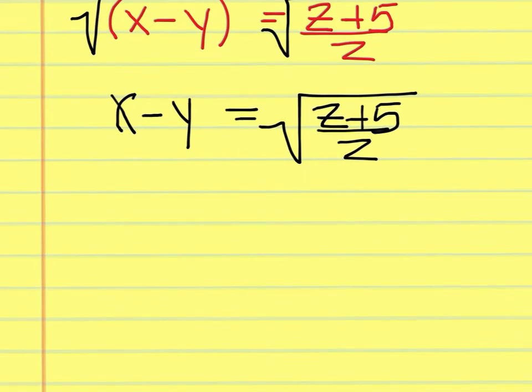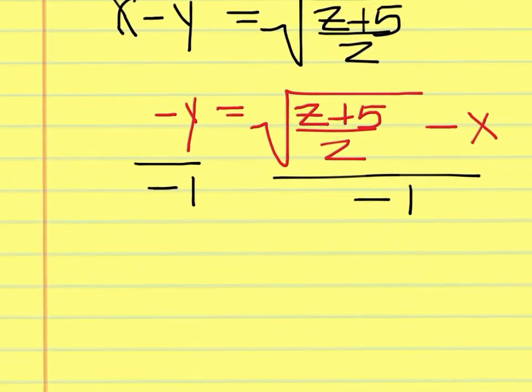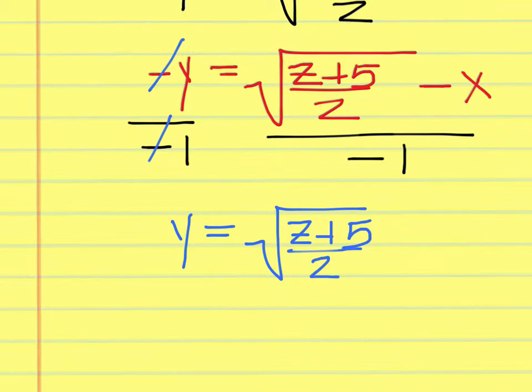The next thing that must go is the x. So it's going to be negative y equals the square root of z plus 5 over 2, and then minus x outside of that. Next up, we have to divide both sides by negative 1. That will cancel out the negative 1's on the left, and you'll be left with y equals the square root of z plus 5 over 2 minus x, everything over a negative 1.